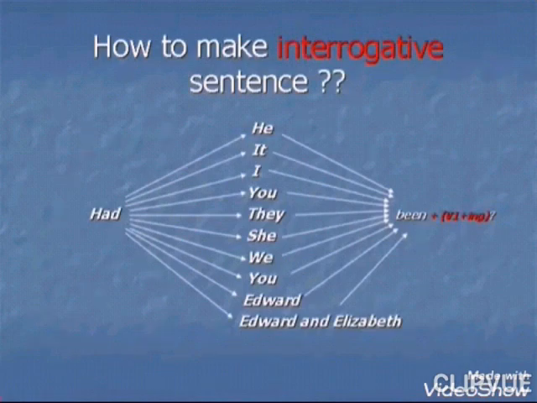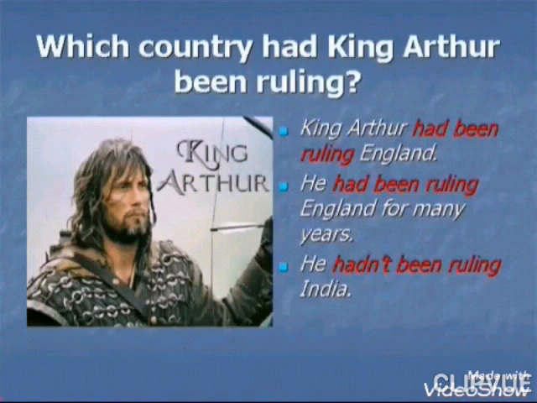How to make interrogative sentences, or questions, in the past perfect continuous? By using had plus the subject plus been plus verb plus ing, like had he been eating, had it been sleeping, had I been watching TV, had you been cooking, had they been sweeping the floor, had she been traveling to Alex, had we been phoning our friends, had you been sleeping, had Edward been watching TV, had Edward and Elizabeth been cooking lunch. So again, the question form is had plus subject plus been plus verb plus ing.